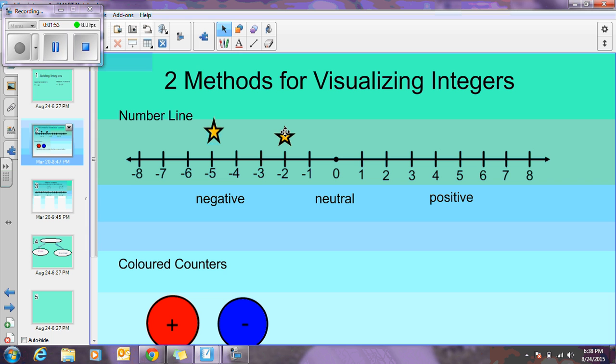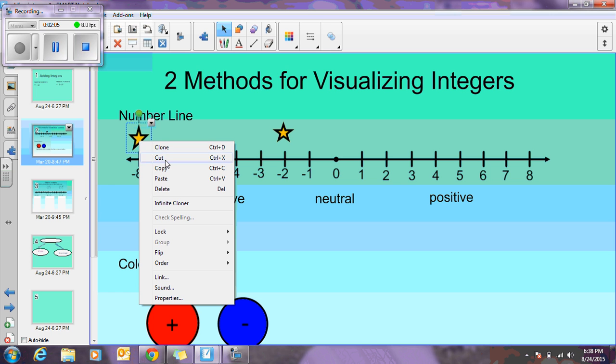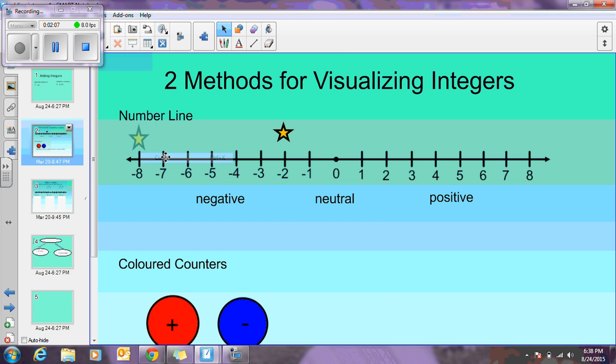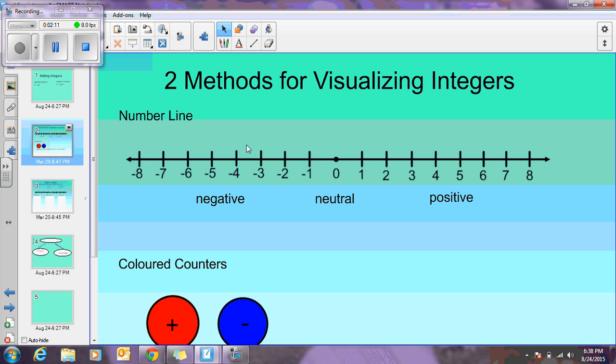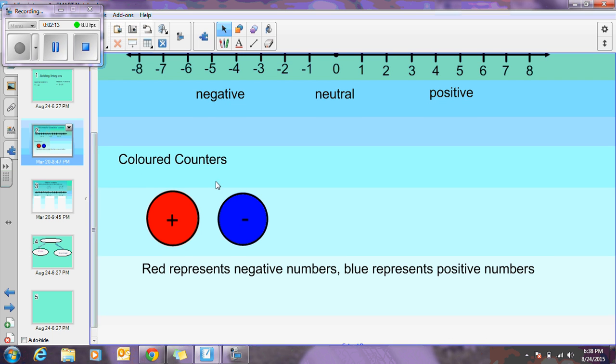And I like to think of it in terms of money. I would much rather be in debt or owe someone $2 than owe someone $5 or owe someone $8. So that is something to remember. So we're going to use a number line sometimes to add our integers. And then we also could use counters, or you could use something tangible.